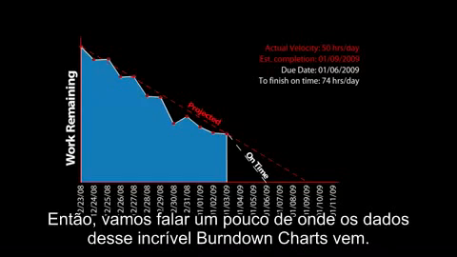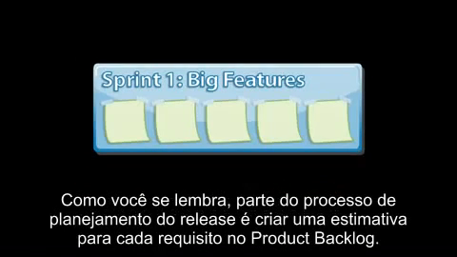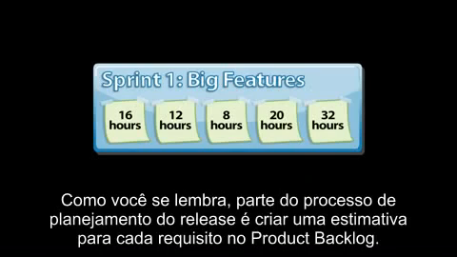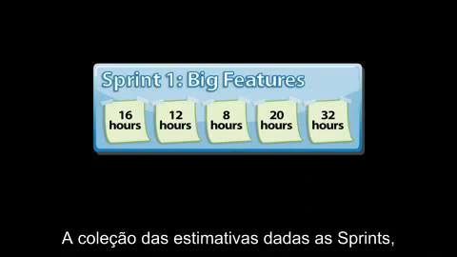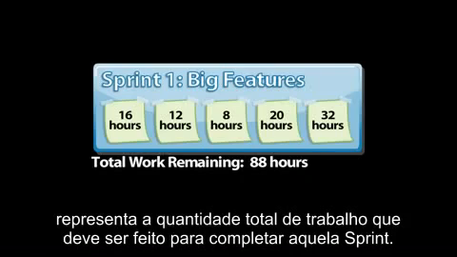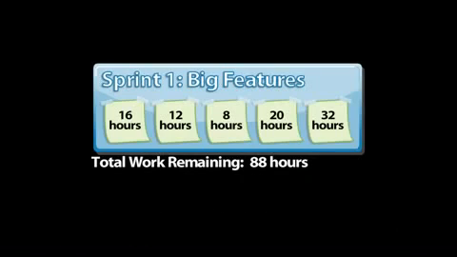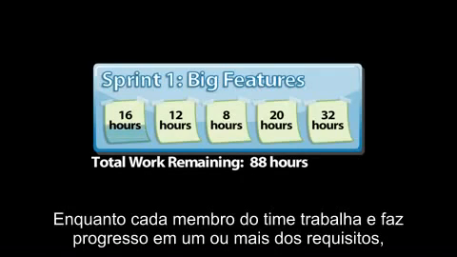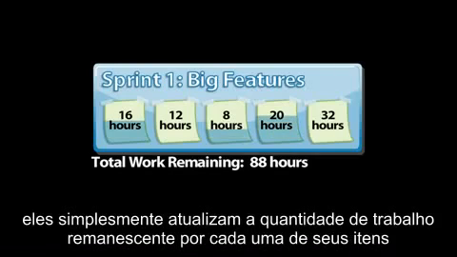So let's talk a little about where the data for this incredibly useful burn down chart comes from. As you recall, part of the release planning process was to create an estimate for each feature in the product backlog. The collection of these estimates for a given sprint represents the total amount of work that must be done to complete that sprint. As each team member goes through and makes progress on one or more of the features, they simply update the amount of time remaining for each of their own items.